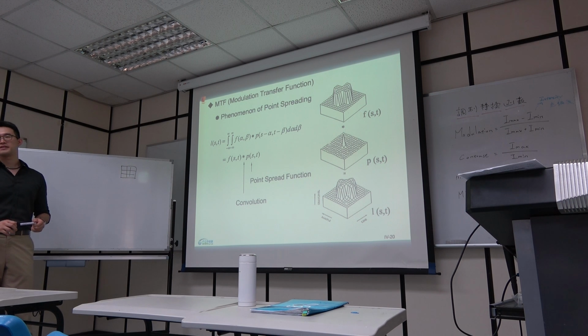You have a perfect camera, which means that what you have in the object space, after you take a photo, will be exactly the same as what you have in the object space. So your image will be exactly the same as the object space situation.